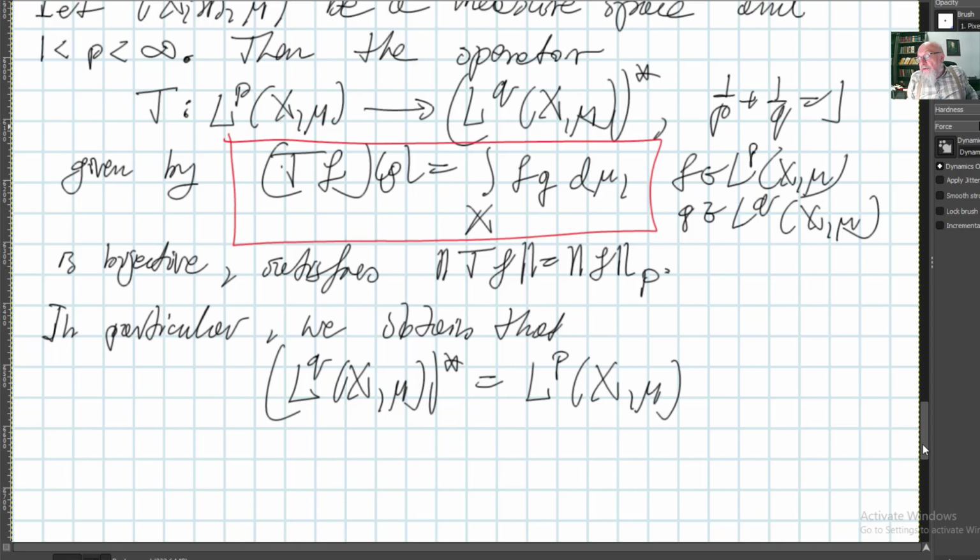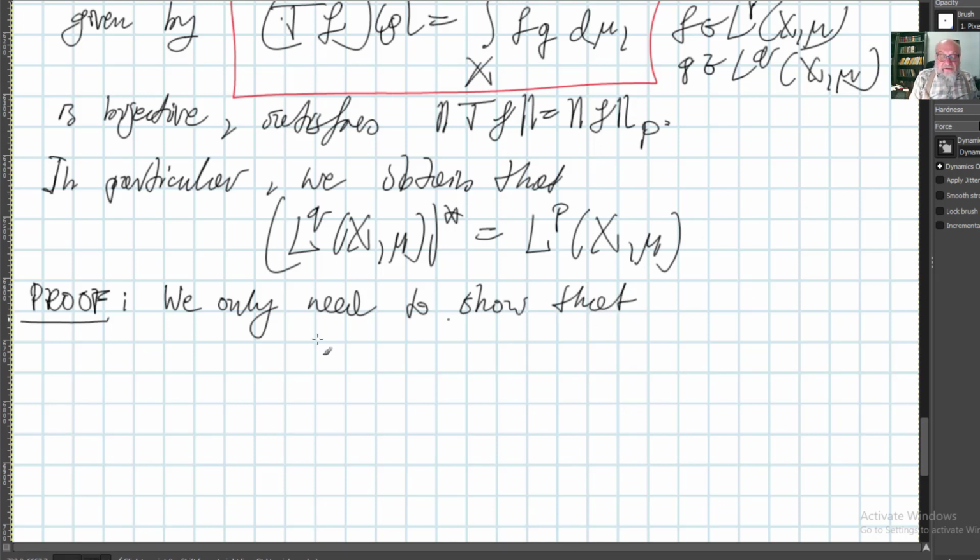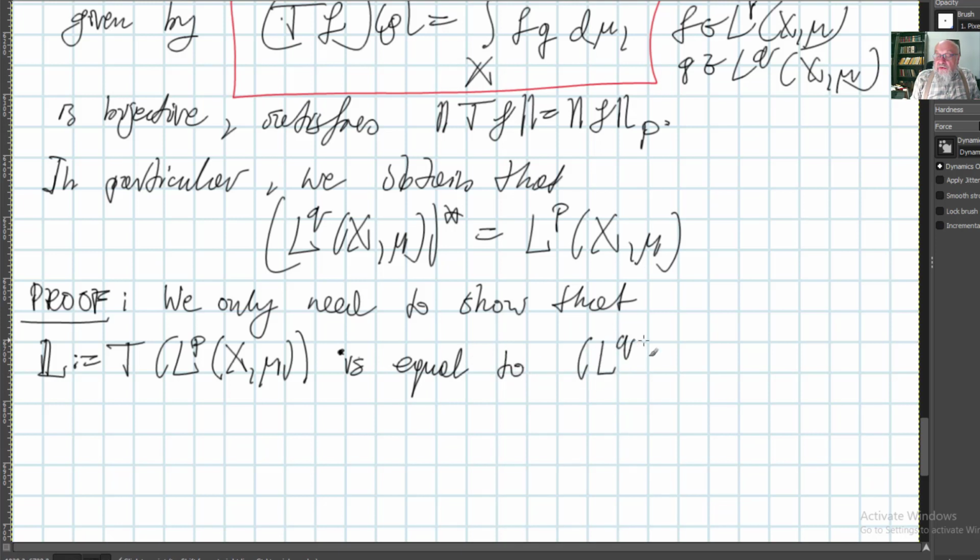And let me do the proof, which is kind of simple and almost done. So proof. We only need to show that this space L, which is equal by the definition to T of L^p(X, mu), that this subspace is equal to L^q(X, mu) star, that is equal.